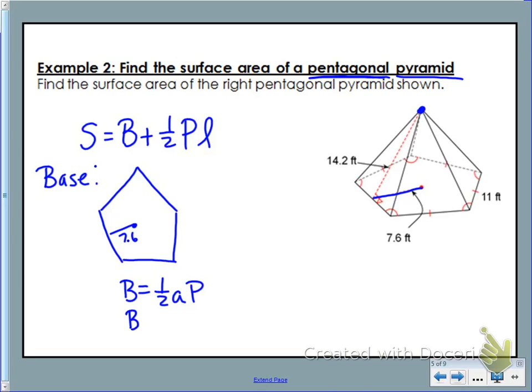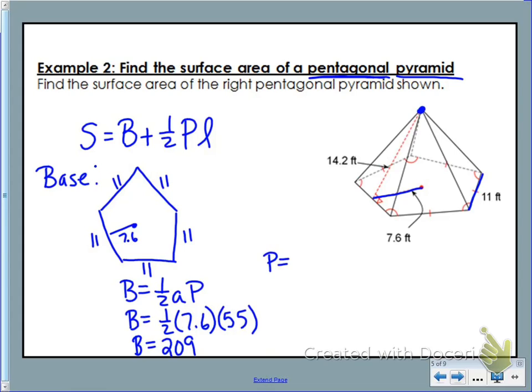So the area of the base is equal to 1/2 times 7.6 times the perimeter. Well, it tells us that each side length is 11 feet. So each one of these 5 sides is 11 feet, making the perimeter 55. If we calculate the area of the base, we should find that it is equal to 209 square units.